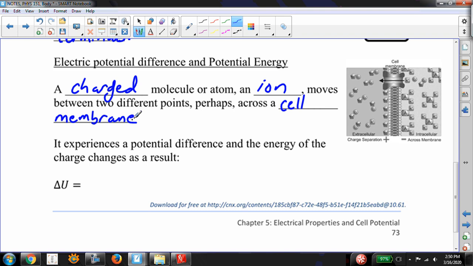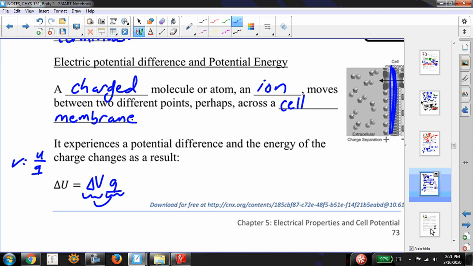When it moves across the cell membrane, this is our cell membrane, it experiences a potential difference. And so as a result, the energy of the charge will change. Since V is defined as U over Q, the change in energy will be equal to delta V times Q. So whatever my potential difference is times the charge of my charged molecular atom, whether it be sodium or potassium or whatever, that's going to be the energy. The product of those two will tell us the energy of that particle.